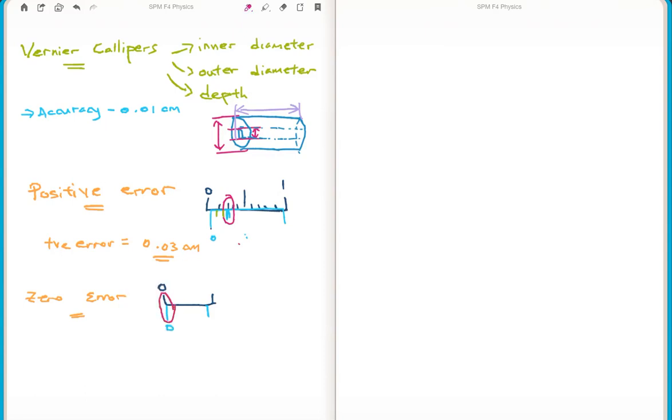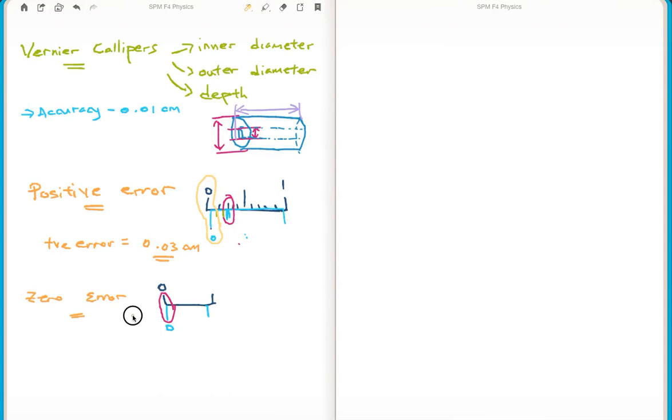So this is zero error. Whereas in this case, maybe highlight it, the zero doesn't coincide with each other. So that's a positive error to the right. Okay, so for this one, you just read the reading, and there's no error, because the line with the zero mark coincides with the scale.